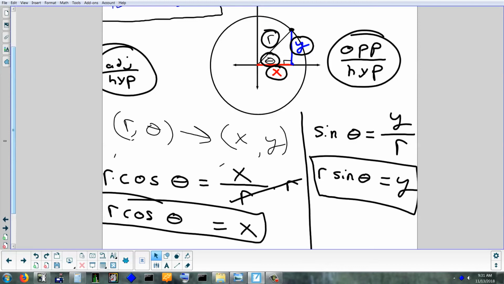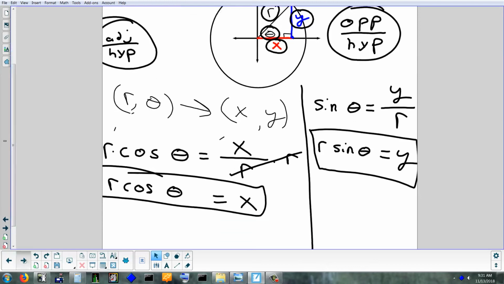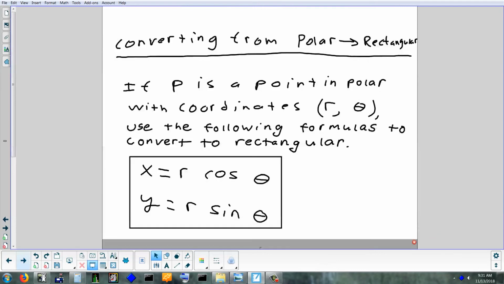To convert a polar coordinate to the x value, it's r cosine theta. And I think I have that all written out right here. That's the same thing you just wrote down. Okay. So if you have a point in polar, they give you the radius, they give you the angle. Use the following two formulas to convert polar to rectangular.